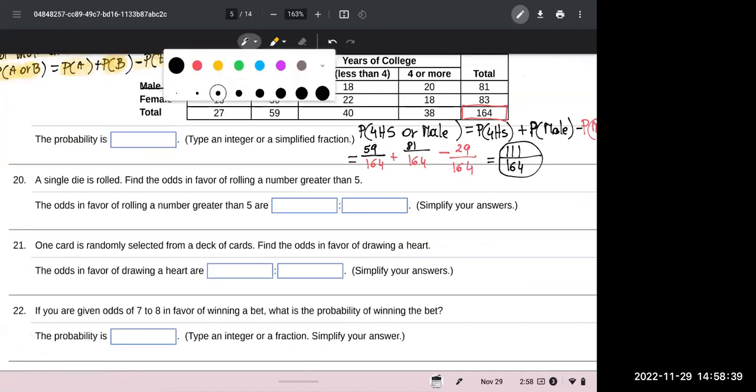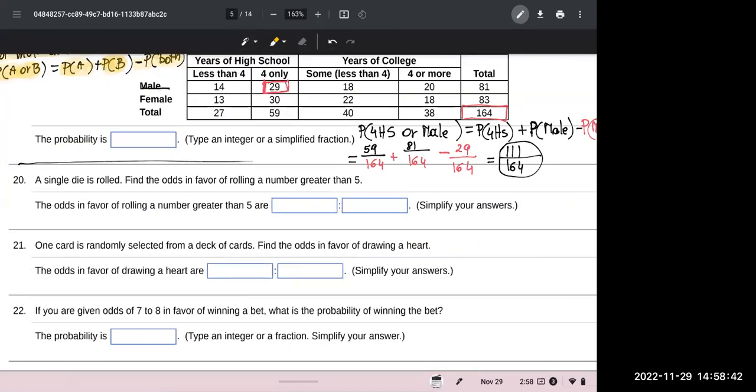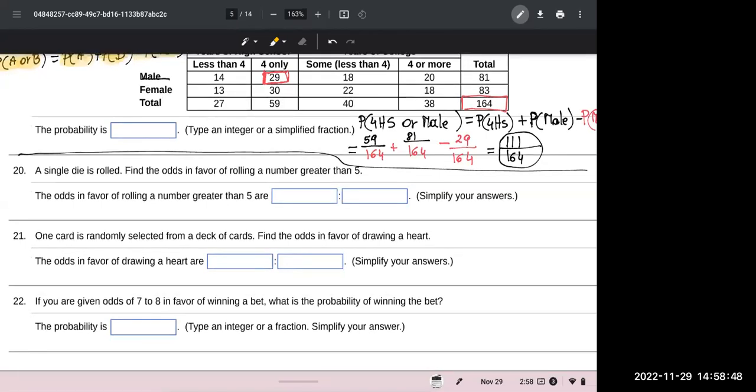Number 20. A single die is rolled. Find the odds in favor of rolling a number greater than 5. So we're talking about a single die being rolled. So you can roll number 1, number 2, number 3, number 4, number 5, or number 6. So find the odds in favor of rolling a number greater than 5. Okay, so let me see how many numbers are greater than 5. It's only one number greater than 5.